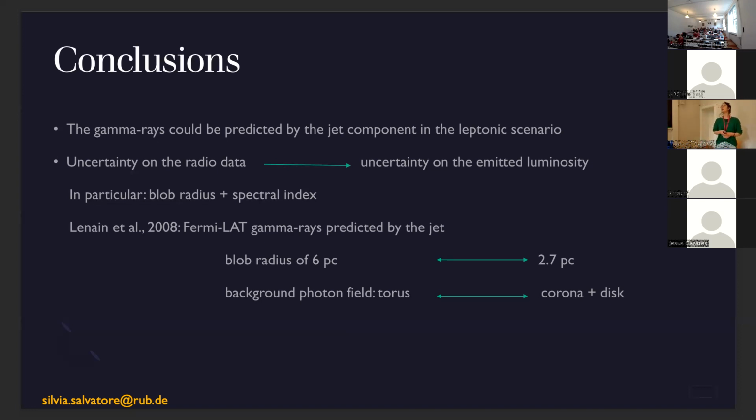But a very important difference between what we do and what they do is that they account for the background photon field, which is the infrared torus, while in our case, we notice how the dominant background photon field to be accounted for is the one from the corona, because it's dominant even at distances of 100 kiloparsec scales.